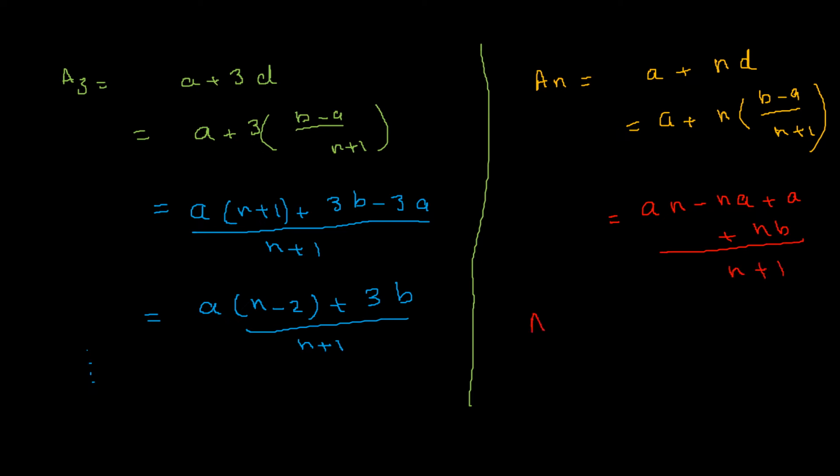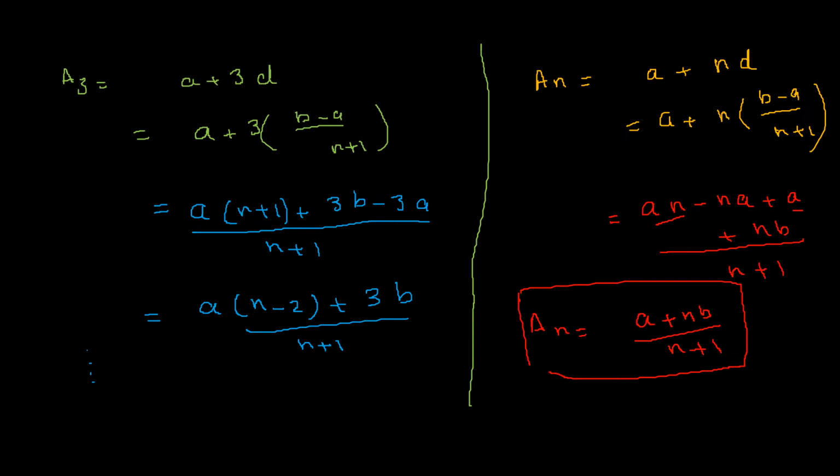So here the an and na will be cancelled out, because this term and this term are obtained just by multiplying a by n plus 1. So an plus a, and this n multiplied by (b minus a) makes it minus na plus nb. So these will be cancelled out, and we get (a plus nb) over (n plus 1). So this is the nth arithmetic mean between the two numbers a and b.